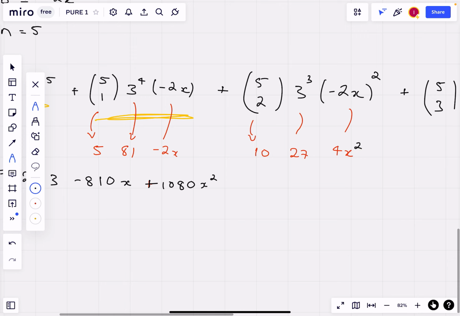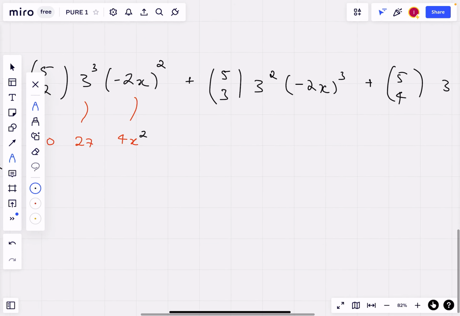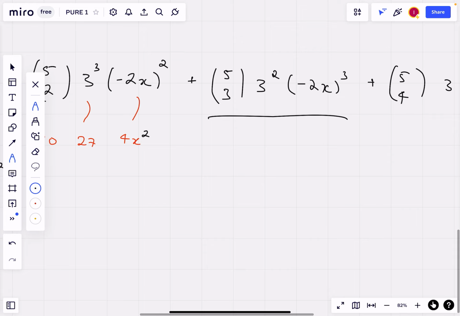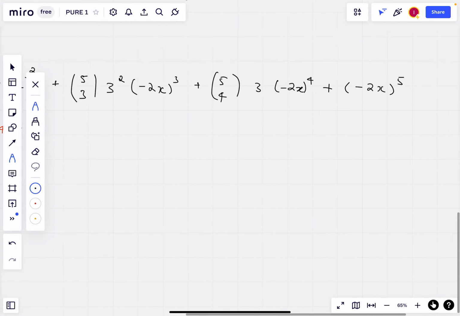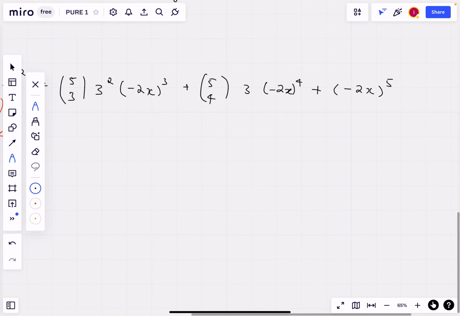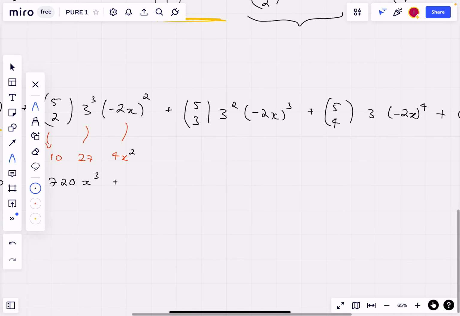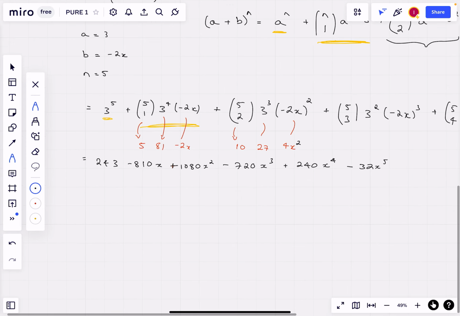Okay, so can you try the next one? Try that term. You should have got minus 720x cubed. Okay, try the last two terms. So plus 240x to the power of 4, and then minus 32x to the power of 5. There you go. That is how you make use of binomial expansion.